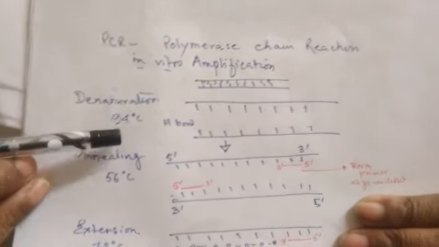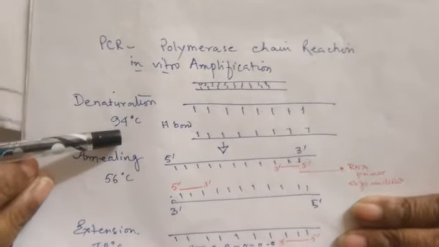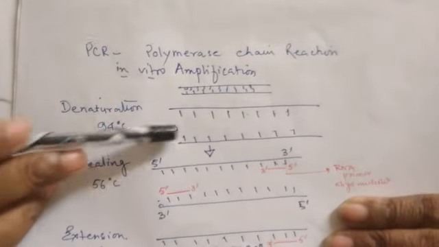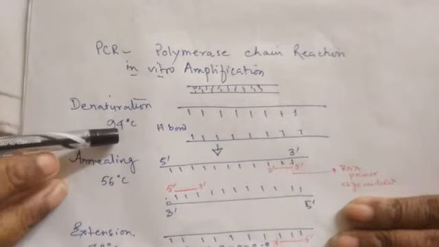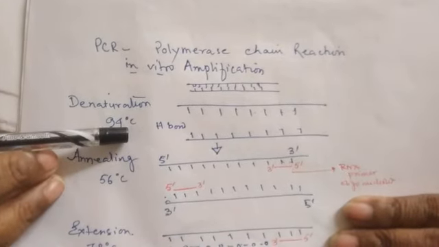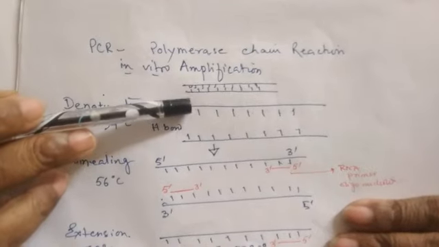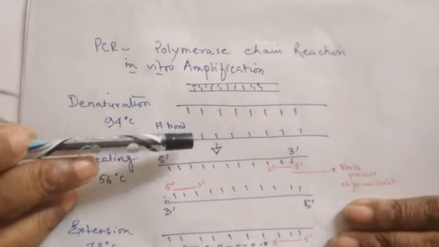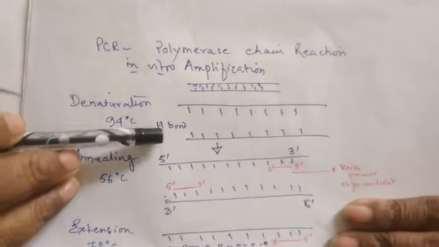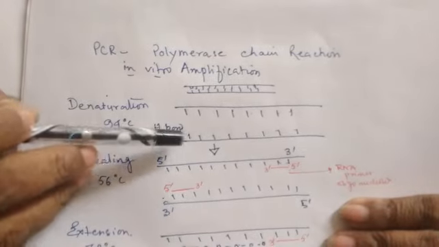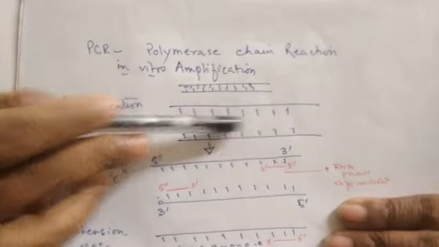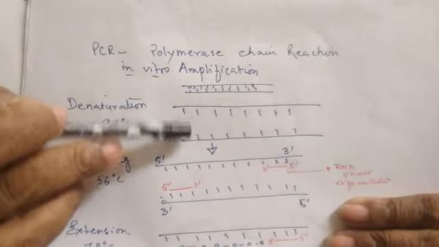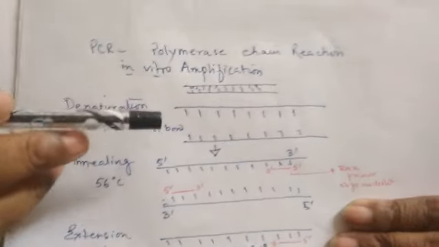Now this denaturation is done at 94 degrees centigrade. Clear? Because at this temperature, it is enough to break the hydrogen bonds. But we can't keep it for long, because if we keep it for long at 94 degrees centigrade, it may break the phosphodiester bonds. Clear? And finally we will be left with nothing. So for a few seconds we keep it at 94 degrees centigrade to break the hydrogen bonds, and you can see here, it is broken down and the two strands get separated, and this is called denaturation.